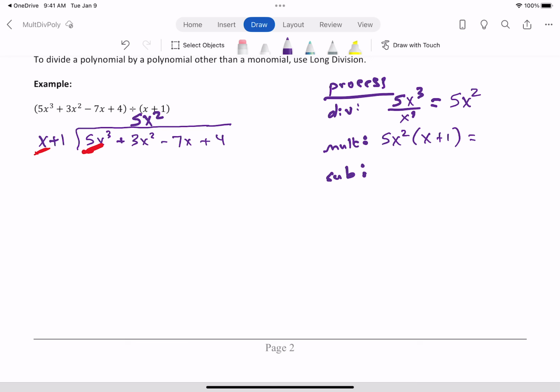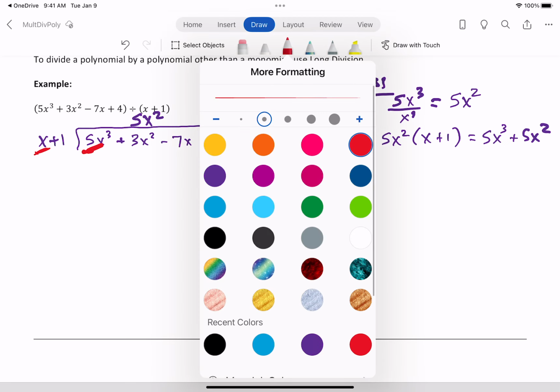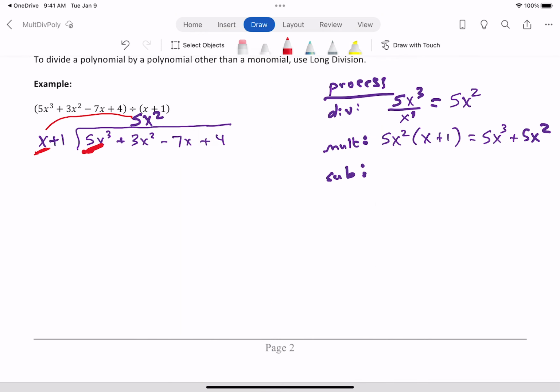So if I multiply 5x squared times x, those are the same base. We add the exponents, so this is 5x to the third. Then 5x squared times 1 is 5x squared. So that's what we get for multiplying the 5x squared times each one of these terms. So that comes up under here, 5x cubed plus 5x squared.